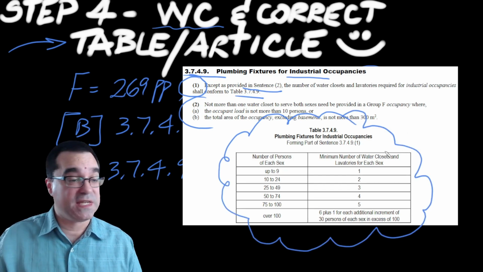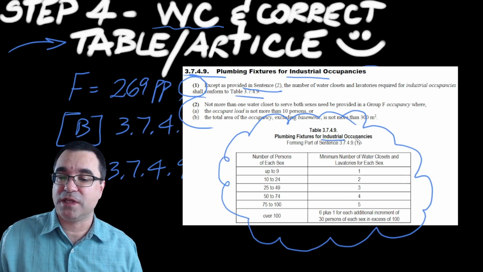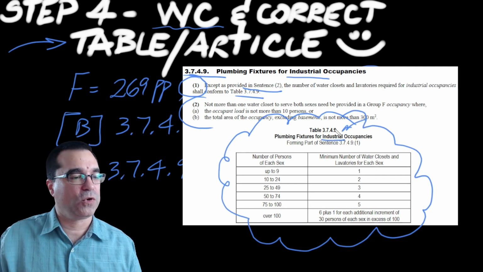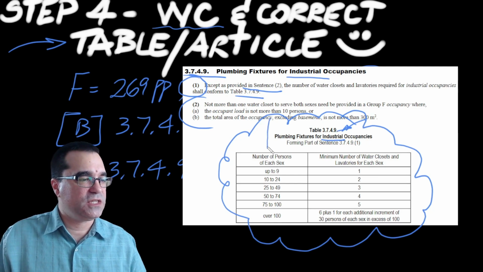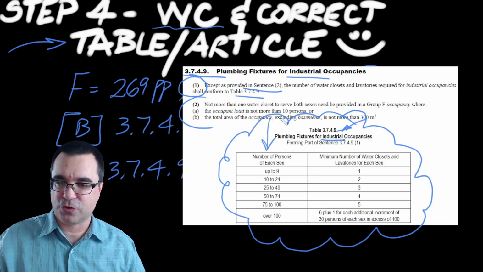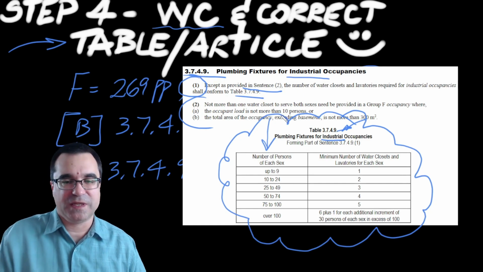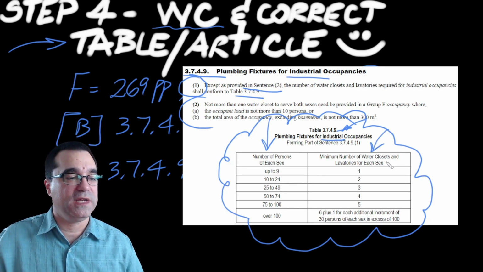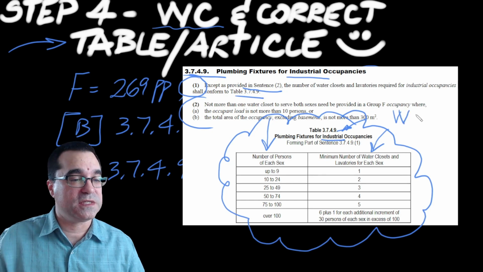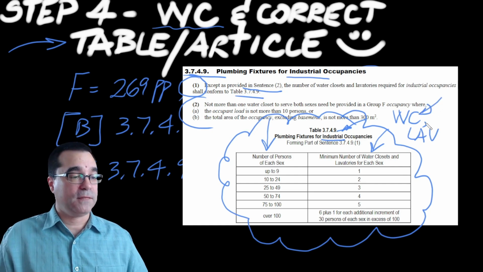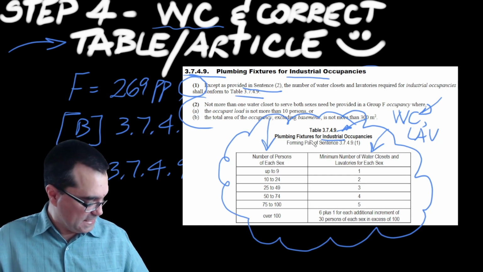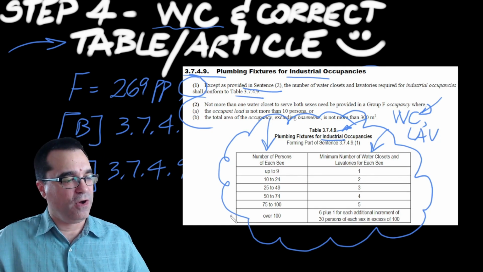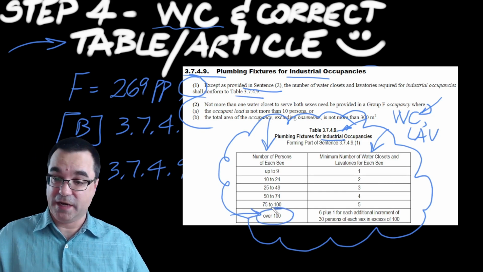And the way that this table is set up, look at that. Even in the table, it tells you that it's for industrial occupancies right here. Okay. What this table does is in this column, it has the number of persons. So that's the number that we calculated right up there, 269. And then in this column, it has the corresponding number of water closets and lavatories. Interesting. Well, for now, we're just going to look at the water closets, okay? All right. So we have 269. So where we fall is under here, over 100.